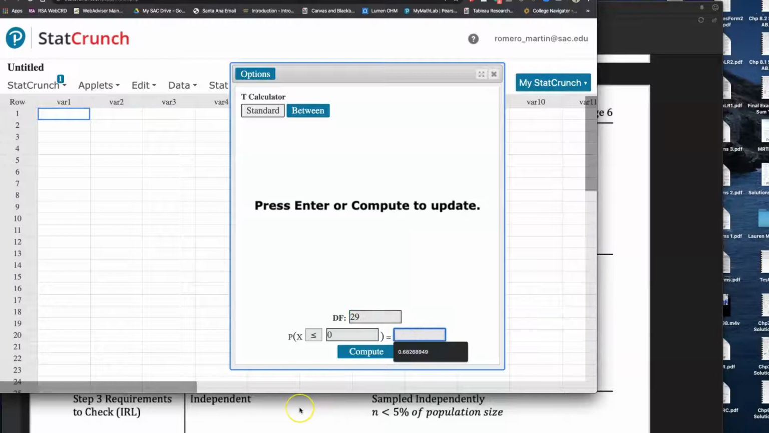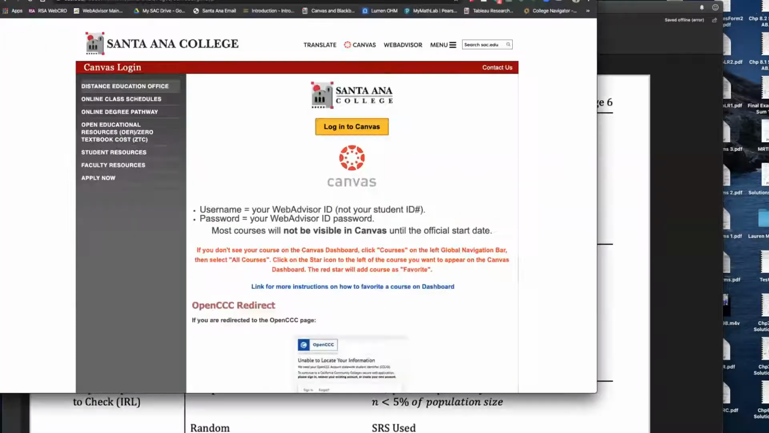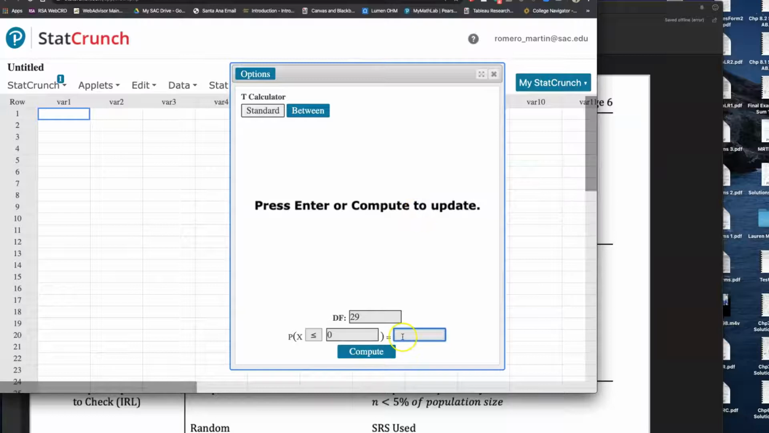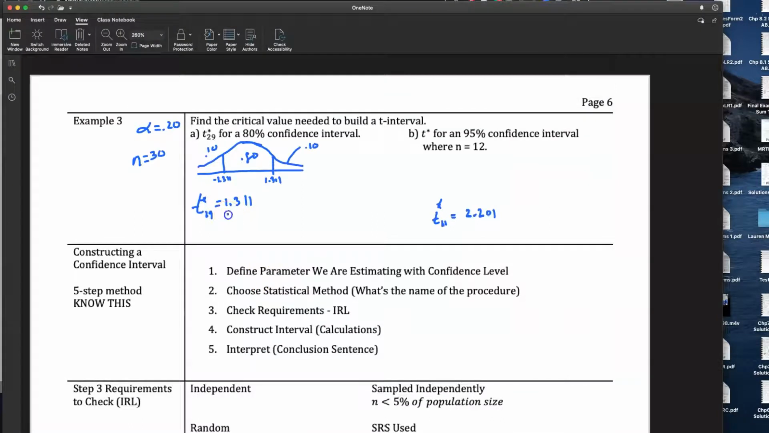Let's go back real quick. We needed to calculate a critical value for an 80% confidence interval. That means there is 10% in each tail. That 80% means alpha equals 0.20, so we have 10% in each of those tails. Looking at the calculator, we would put 0.10 here. I want the right tail. A critical value measures the value that separates the right tail, 10% of that, and so I get 1.31, which is what we get here.